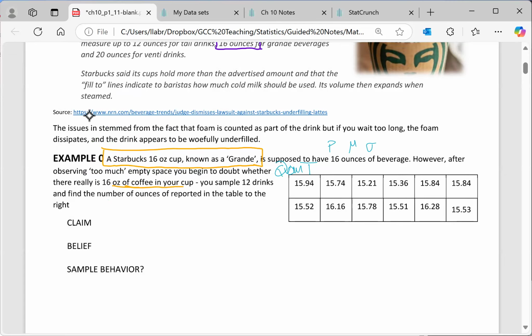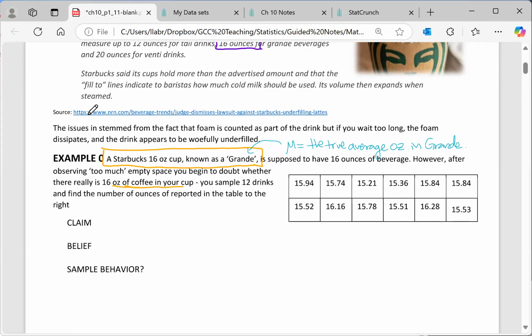So you need to first make up your mind: what is it that you're trying to describe here? This claim that Starbucks has 16 ounces in a grande, what is that with respect to? Well, it's with respect to mu, the true average number of ounces in a grande cup. They're not interested in variability. They're just saying this is how much is supposed to be in that cup. So they're summarizing all of the actual values into one value, and they're telling us that it's 16. So that's my population parameter, mu.